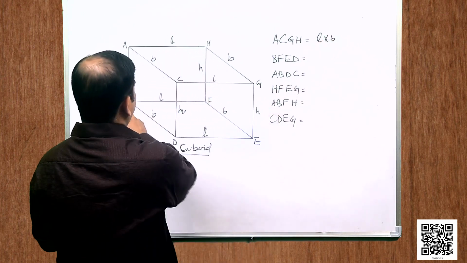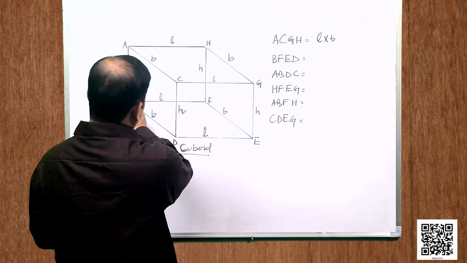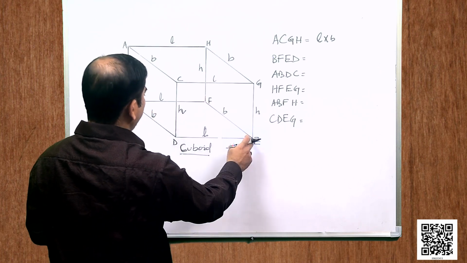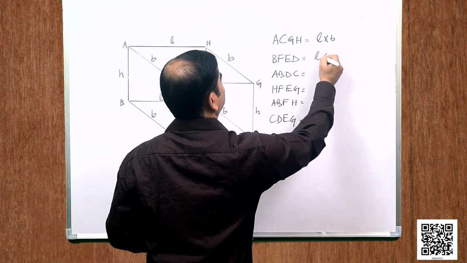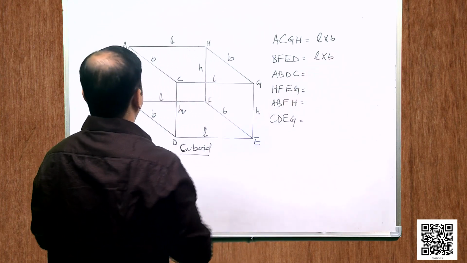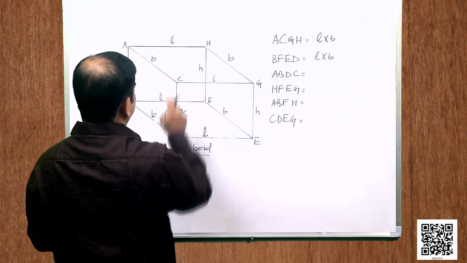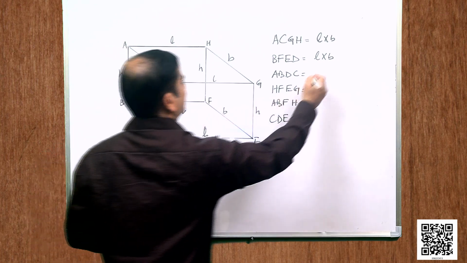BFED. B, F, E and D. It should be length into breadth. ABDC. It is breadth into height.